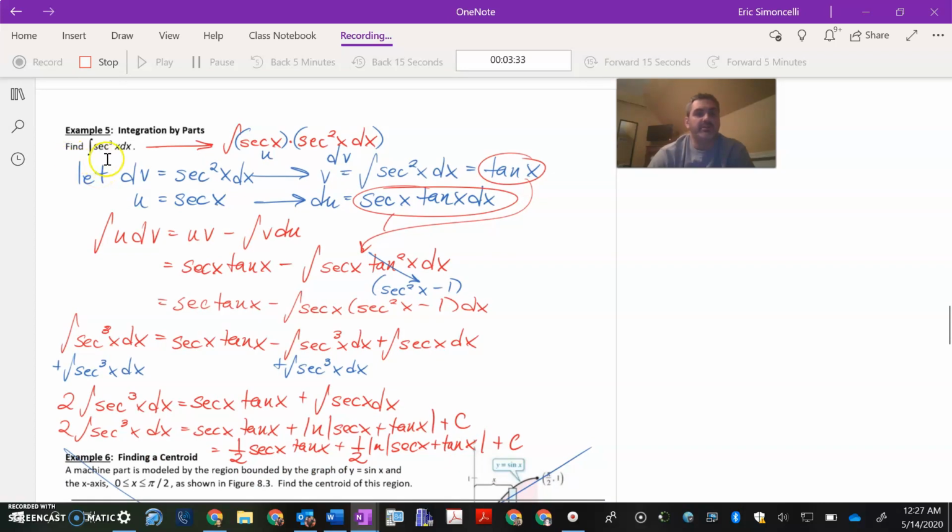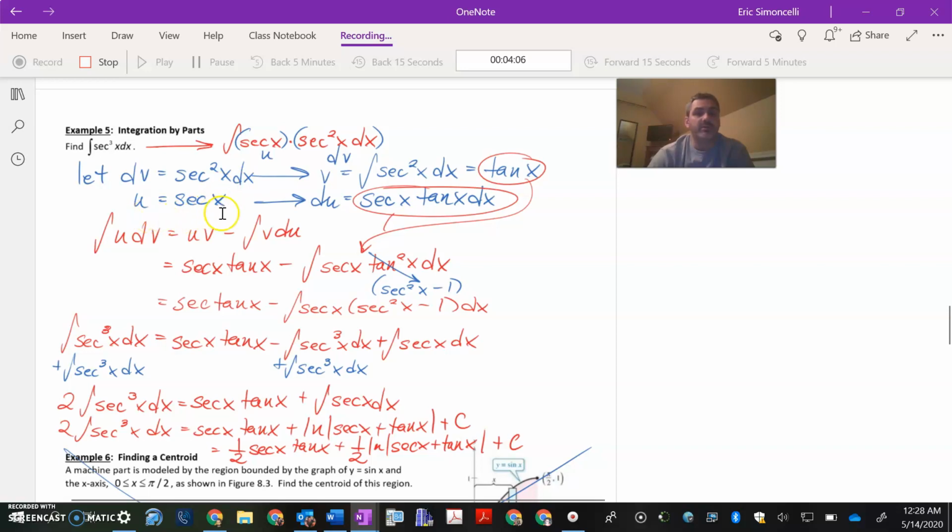Find the integral of secant cubed x dx. We're going to let dv equal secant squared of x dx, keeping in mind that even though it's secant cubed x dx, we're going to be able to use integration by parts in a more simplistic manner. As it turns out, maybe we'll call u secant and dv secant squared dx, as you're about to see. Some nice integration techniques unfold from there.